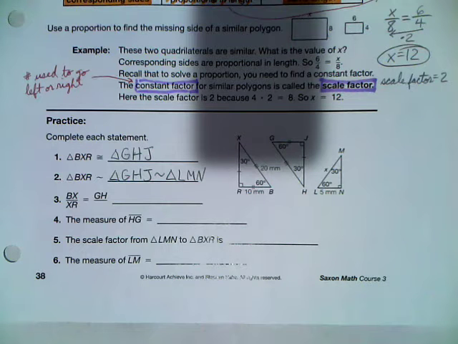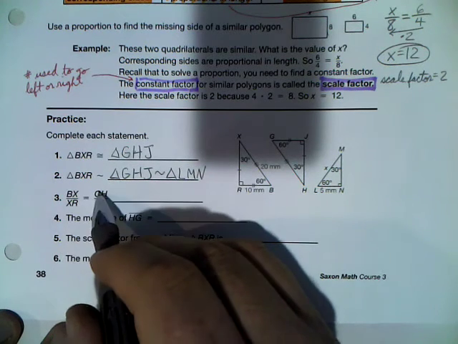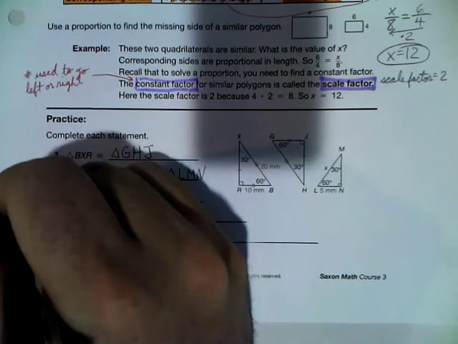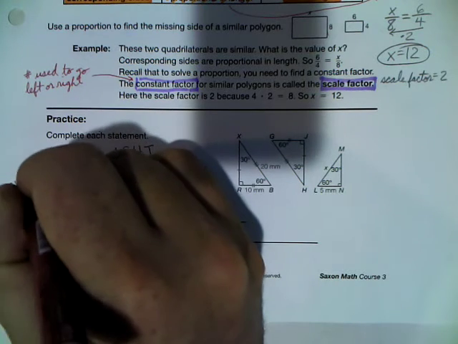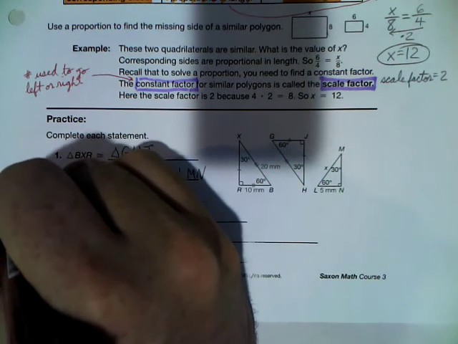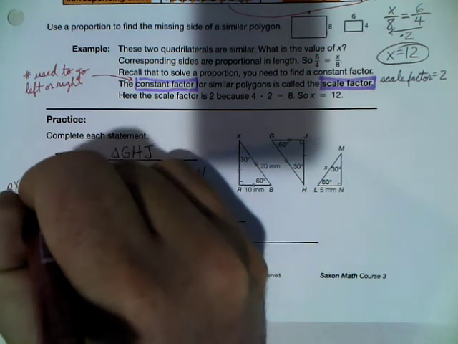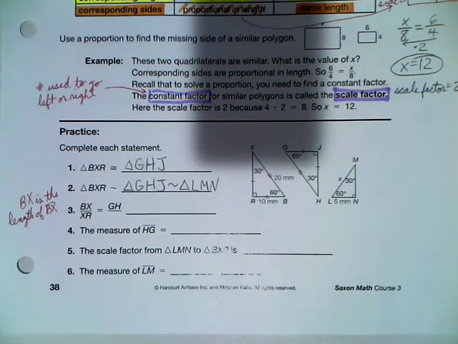All right, for number 3, BX over XR equals GH over something. So quick thing of note here, when we say BX just all by itself, BX is actually the length of segment BX. So remember that when we leave that segment symbol off, we're talking about the length of the segment, which is a number. That's why we can use it in a proportion.